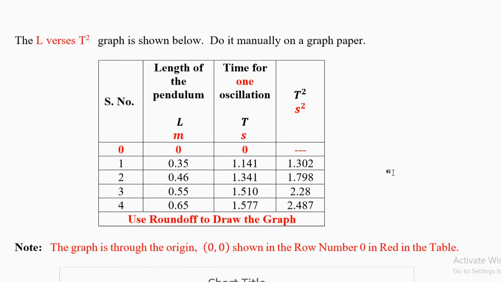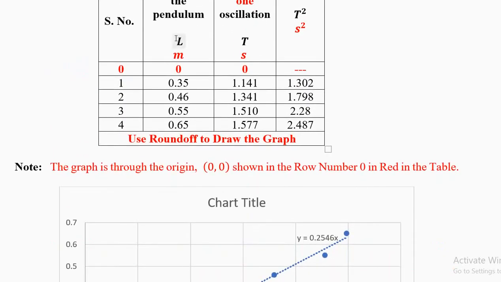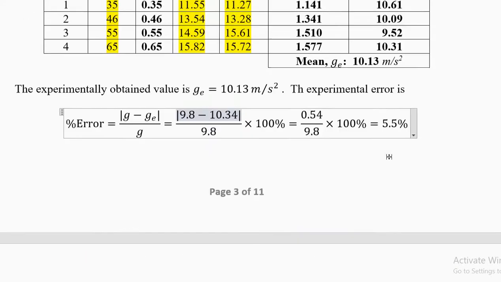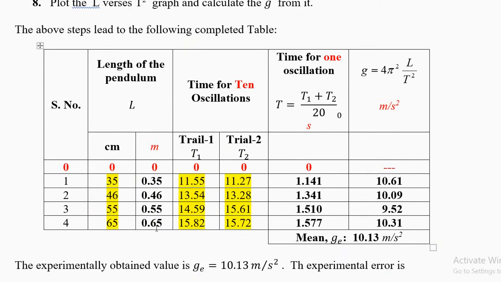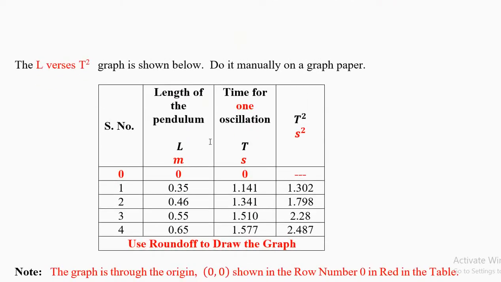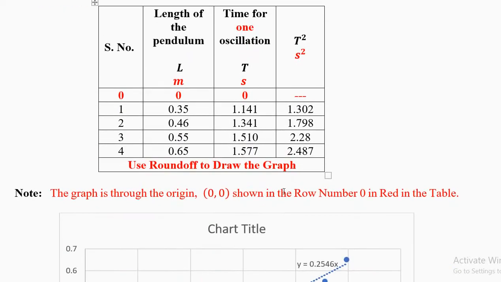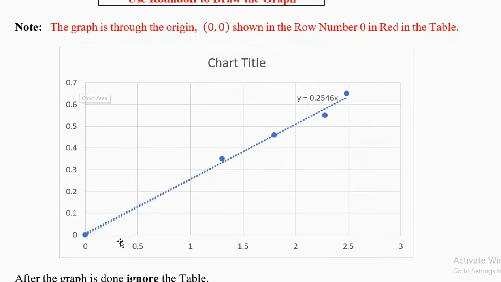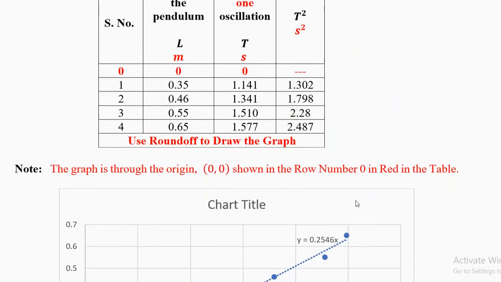How do you draw the graph? The graph you draw from L and T square. You are not going to use T, you use T square. So where is your L? This is your L, 0.35, 0.46, 0.55, 0.65. And this is your T. So copy the L and the T, then calculate T square. Because your graph is between L versus T square. So this is your length, this is your T square.